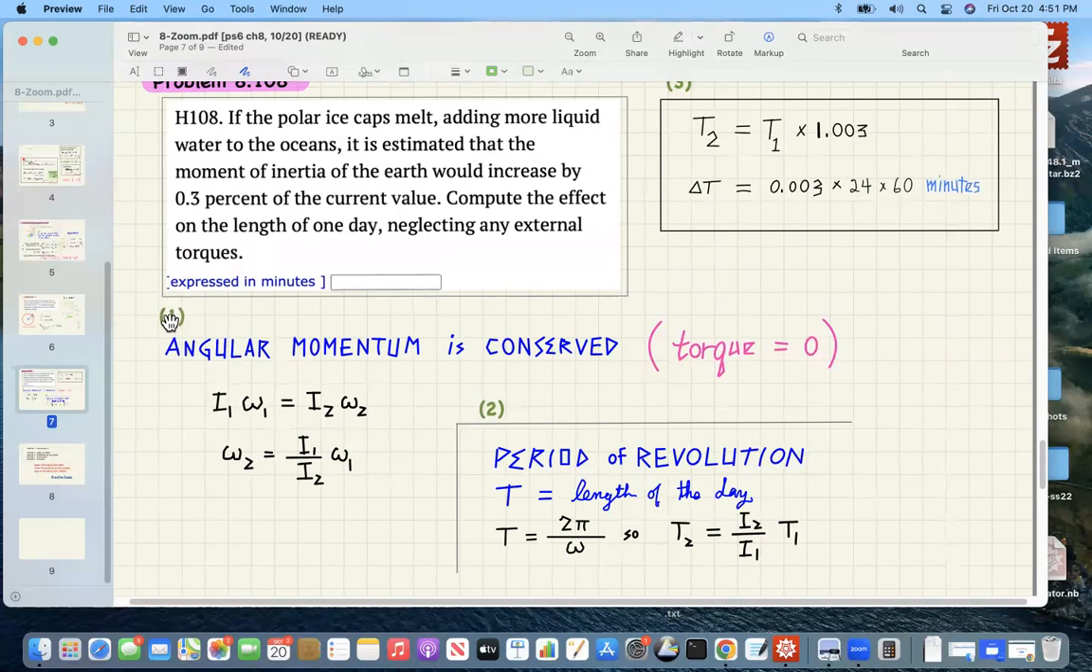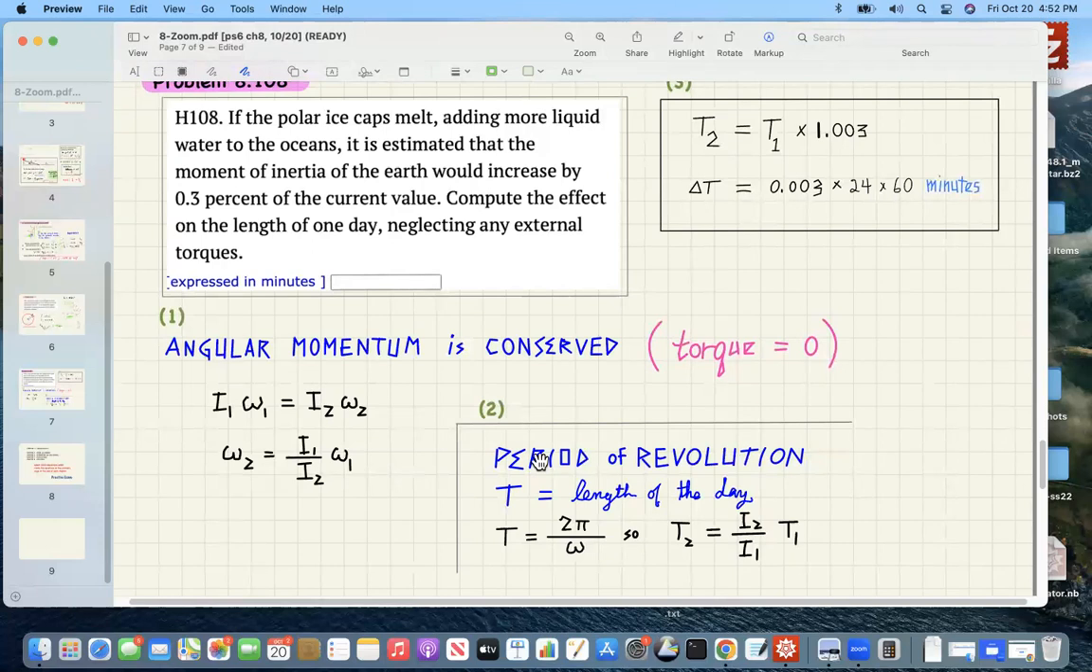To do this problem, you just say, first of all, angular momentum is conserved, and angular momentum is I omega. So I1 omega 1 is I2 omega 2. I1 is the moment of inertia before the ice caps melt. I2 is the moment of inertia after the ice caps melt. Well, there'll be a slight change in the angular velocity.